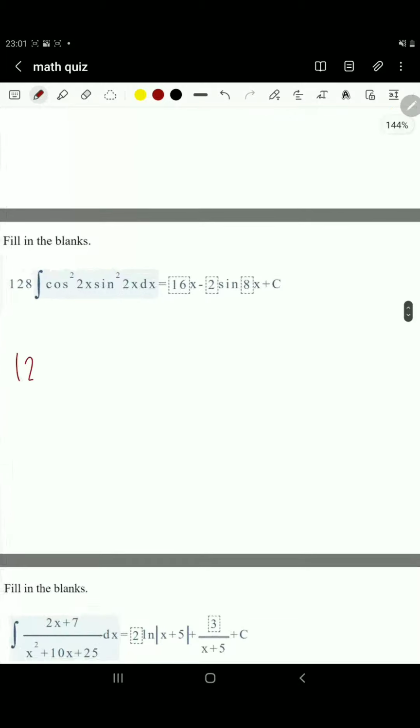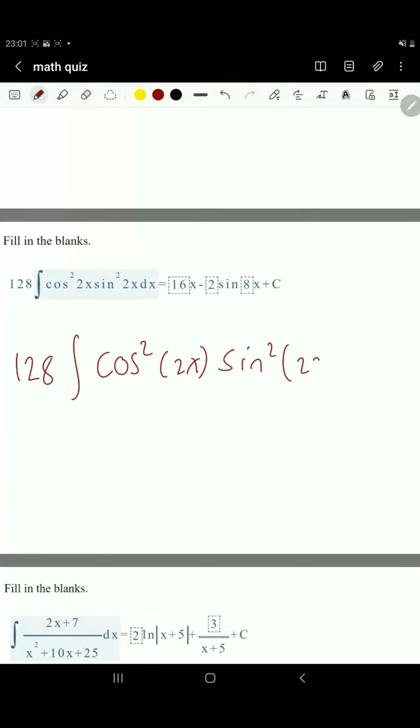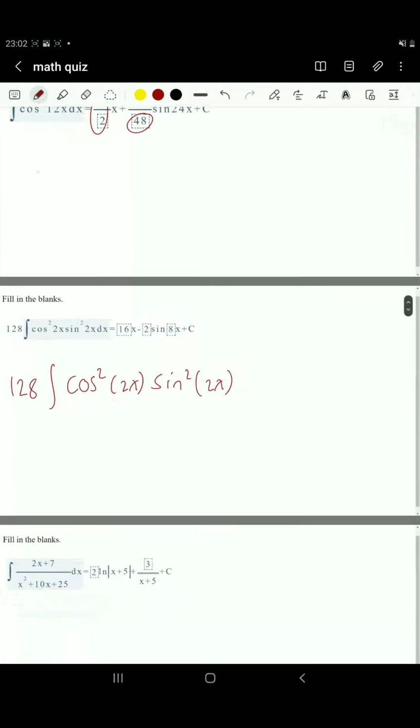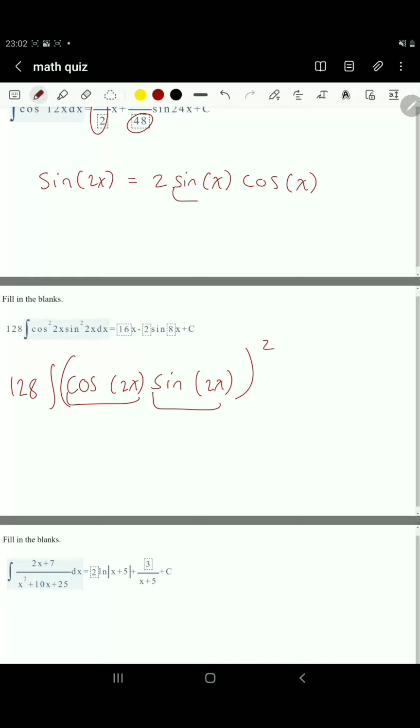Next, the integral of cosine squared 2x sine squared 2x, and let's see how this goes. Okay, there is another identity I'm going to teach you, and it goes like this. Sine of 2x is equal to 2 sine x multiplied by cosine x. So if we were to pull this out, we have cosine multiplied by sine. So what do we need to do? Divide by 2. Divide by 2. Cancel, yeah? So now you have cosine multiplied by sine.